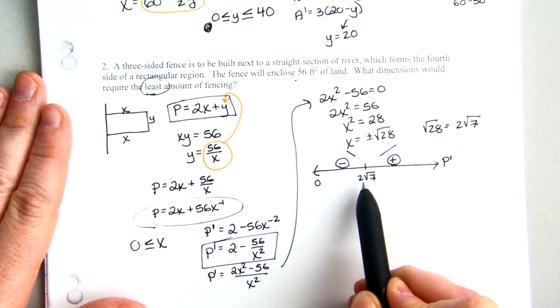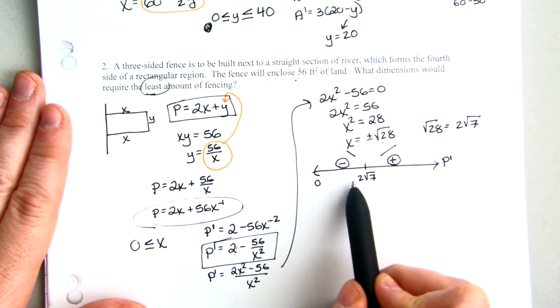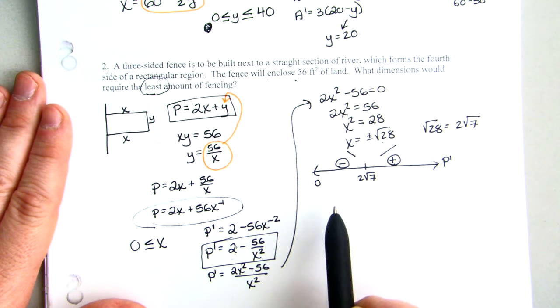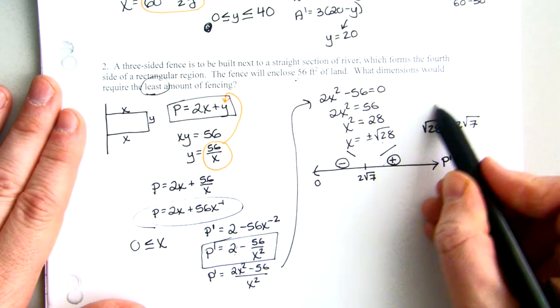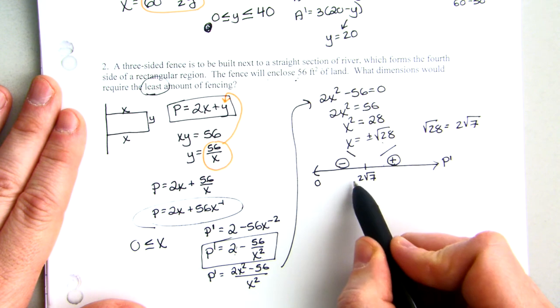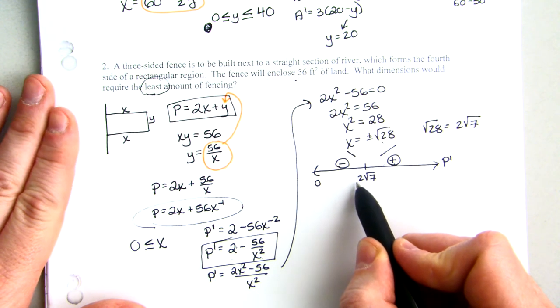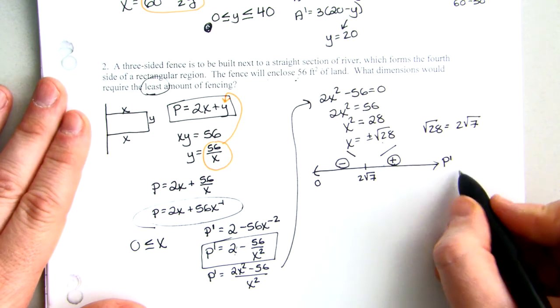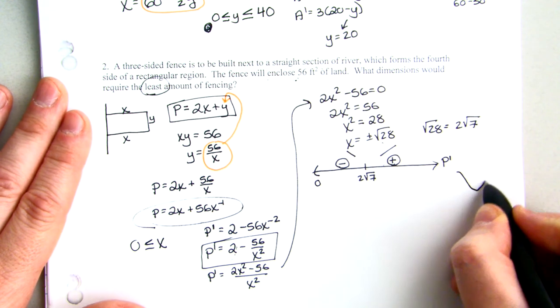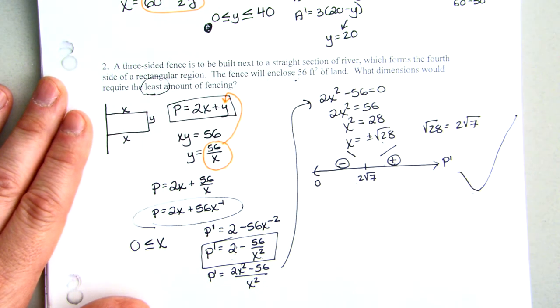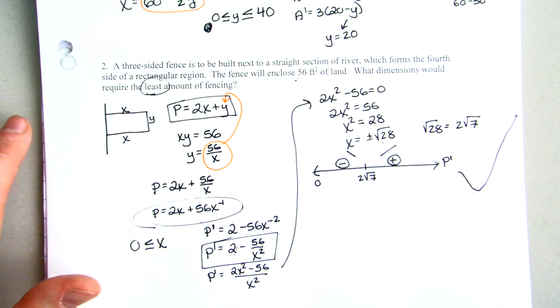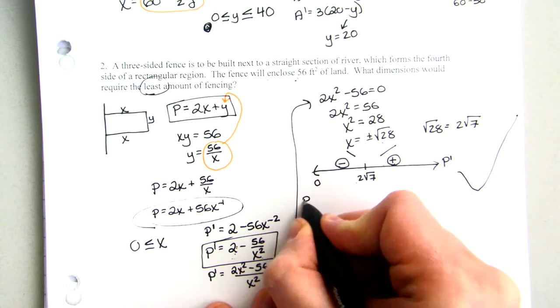But I can say a little bit more than that, because I only have one place where my sign is changing. Because I am decreasing everywhere before here and increasing everywhere after, this relative minimum has got to be my absolute minimum. Let me talk about that again. I'm decreasing everywhere before, increasing everywhere after. There's no way I can ever end up lower than at that x value of 2 root 7. And this is what's called my global justification. Let me write out what I just said.